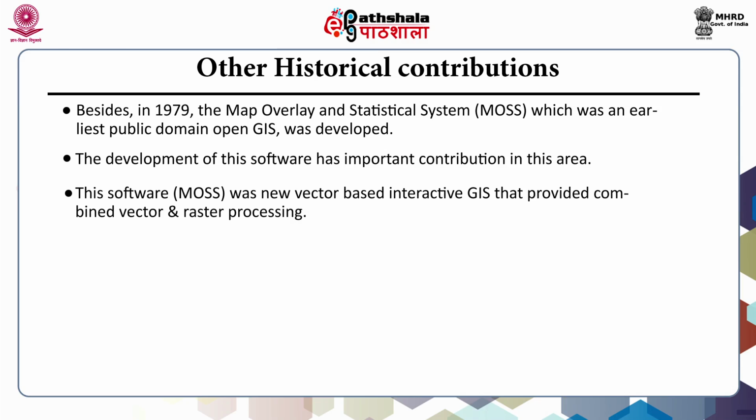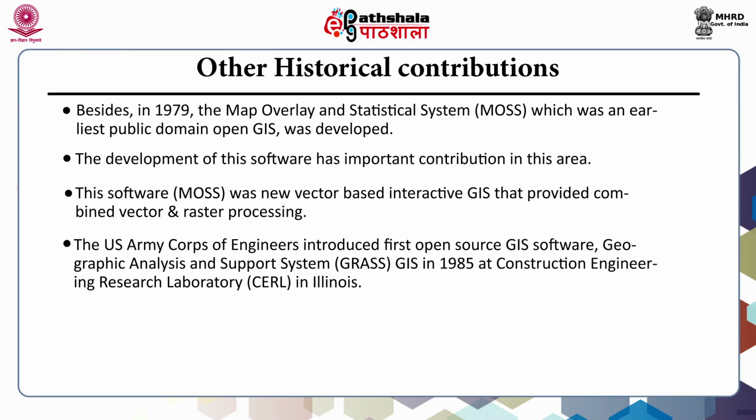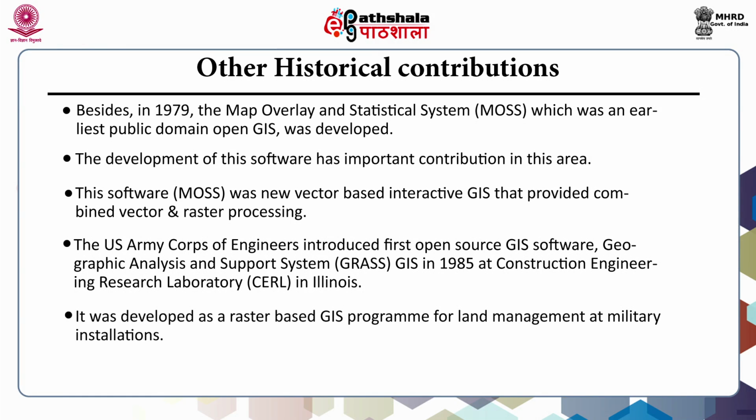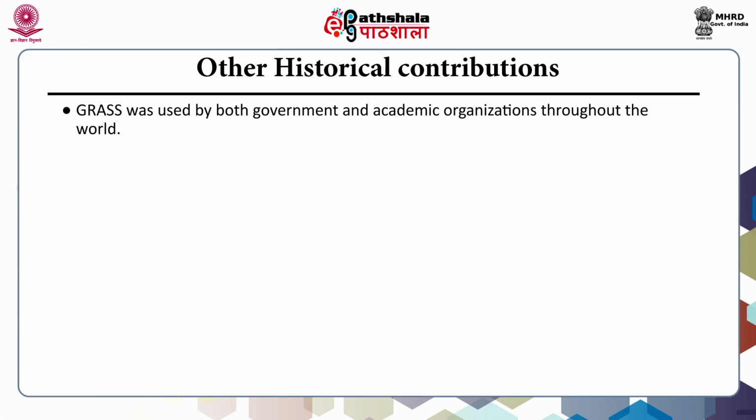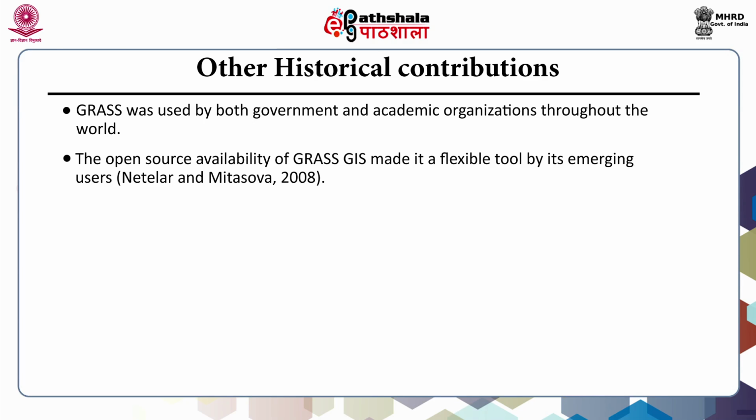This software was a new vector based interactive GIS that provided combined vector raster processing. The US Army Corps of Engineers introduced the first open source GIS software, the Geographic Resources Analysis Support System, GRASS GIS, in 1985 at Construction Engineering Research Laboratory in Illinois. It was developed as a raster based GIS program for land management at military installations. GRASS was used by both government and academic organizations throughout the world. The open source availability of GRASS GIS made it a flexible tool for its emerging users.